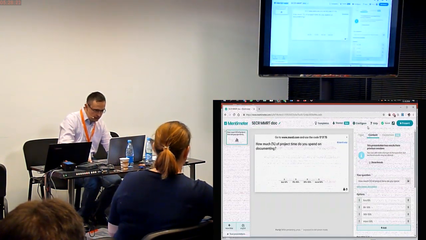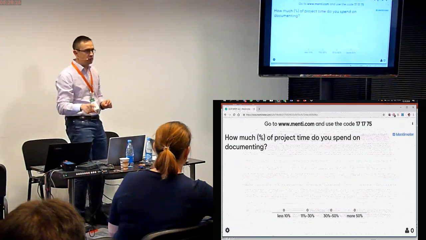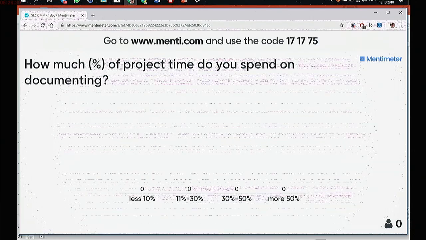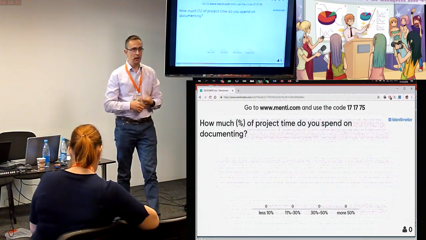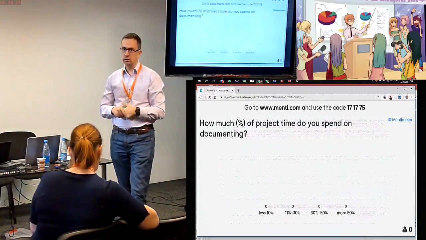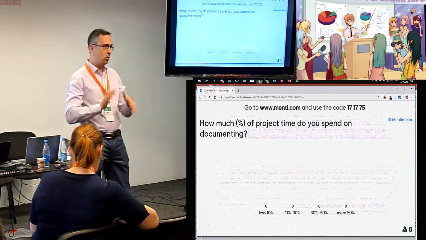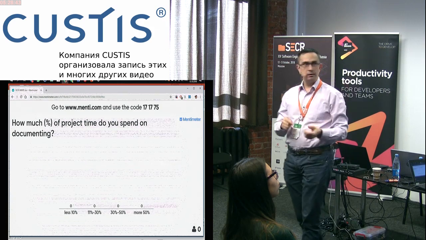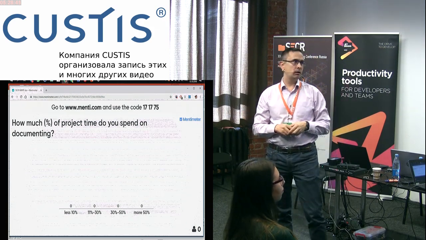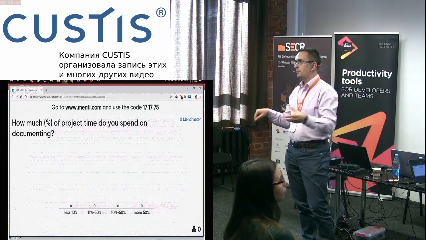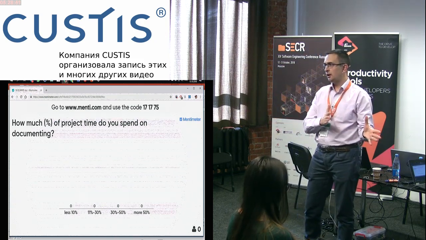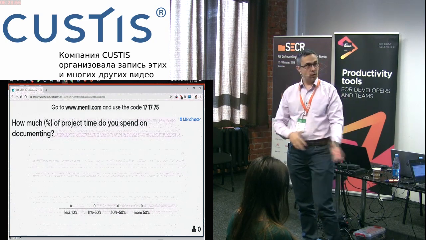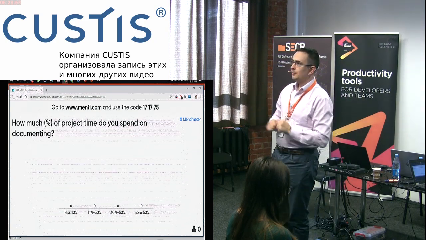I suggest you go to manti.com and type 17, 17, 75. The basic question is: how much time, in percentage, do you spend on documentation in your project? We will poll the audience to see how much time you spend. Just go there and pick a number: less than 10% of your time, between 11 and 30%, more than 30%, or more than 50% of time. So we'll see how much time you spend on this.